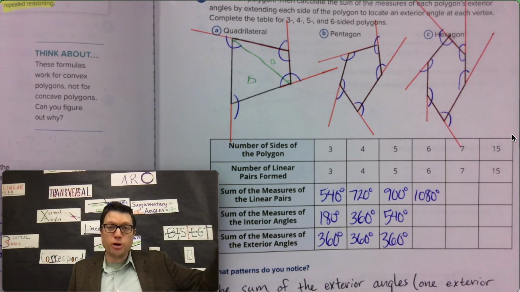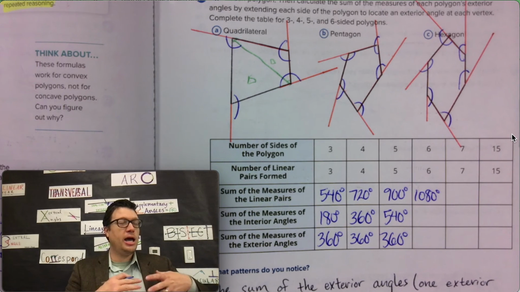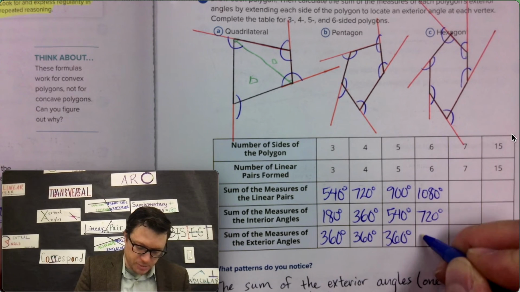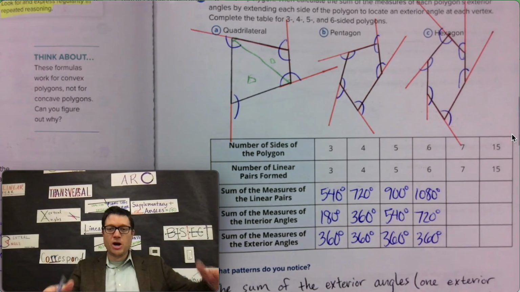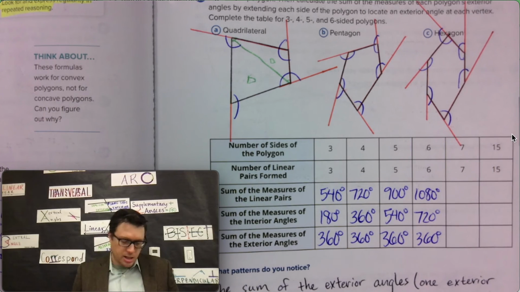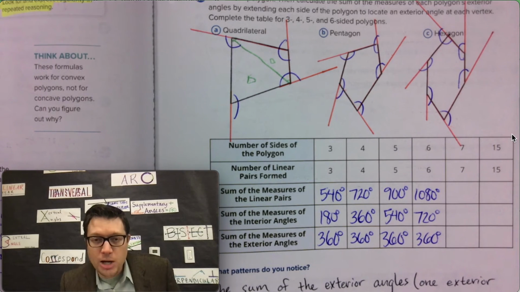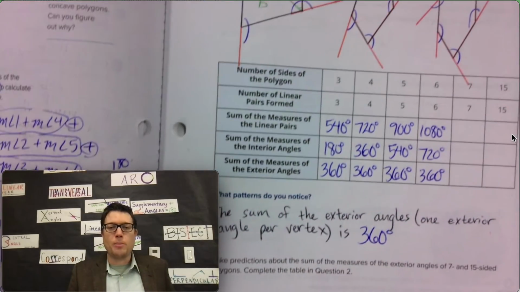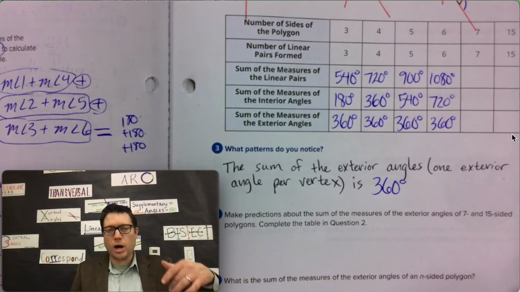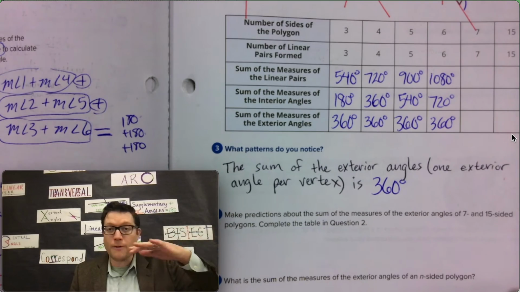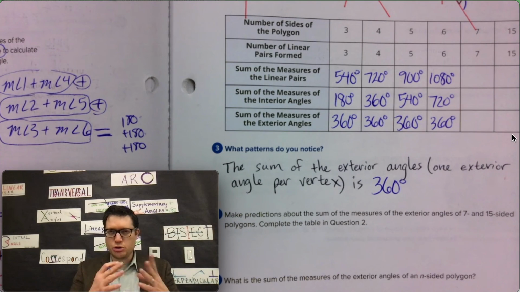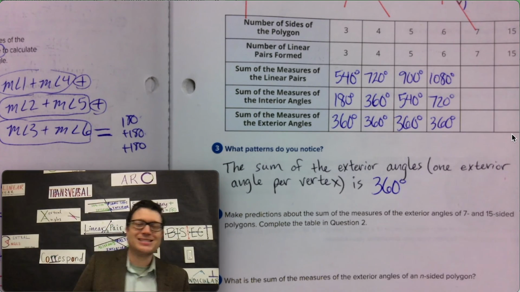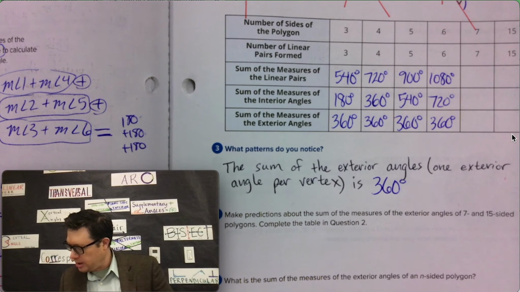Now, from the previous page, the sum of the angles on the inside of a hexagon is 720. Do some subtraction. 360, there you go, that's our table. We'll do 7 and 15 next. But the sum of the exterior angles is 360 degrees. Again, assuming that you're only creating one exterior angle per vertex. There might be some other ways you could draw exterior angles.